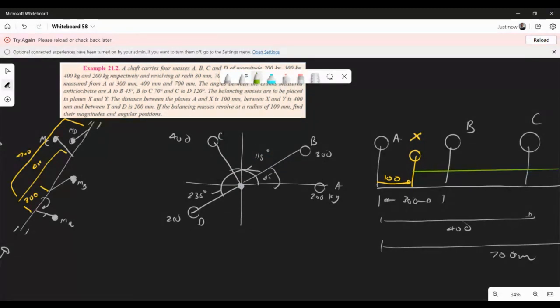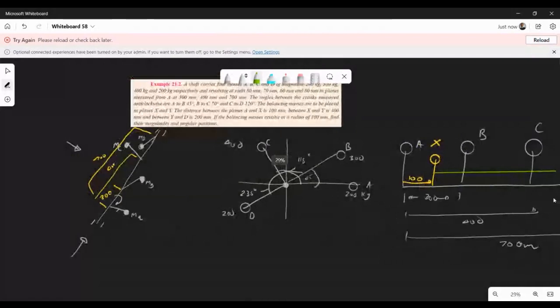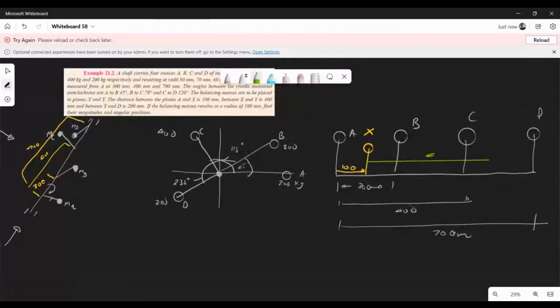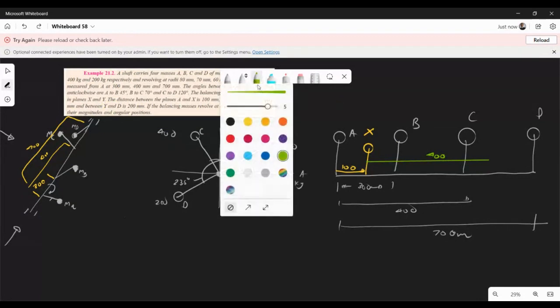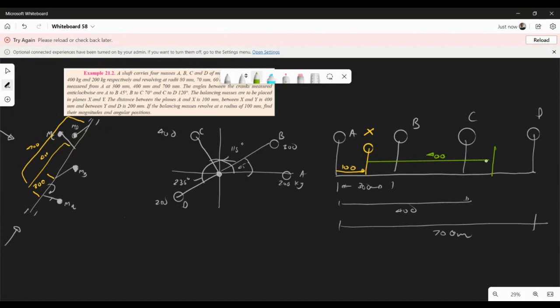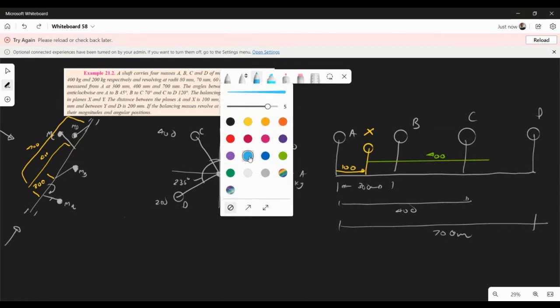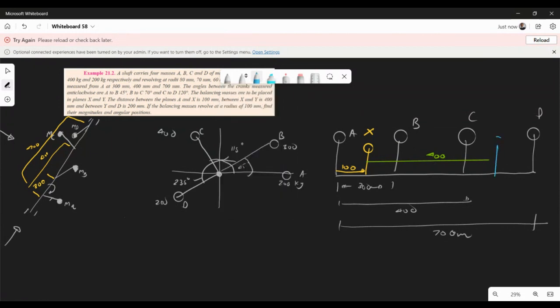In fact, somewhere there rather. Obviously, this is not to scale. It's 400. And between Y and D, so that's the other balancing mass, which I'll make blue, blue mass here, Y. So from here to here is 200, and between the two masses is, so yeah, okay, 200 millimeters.